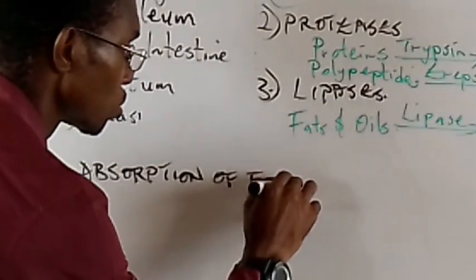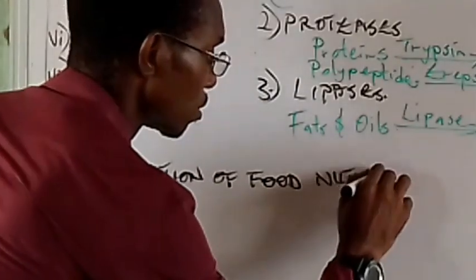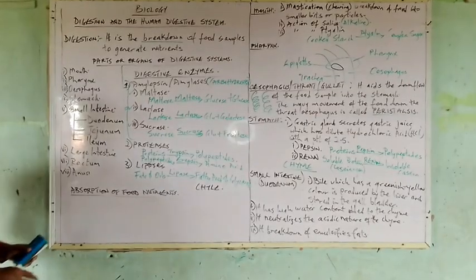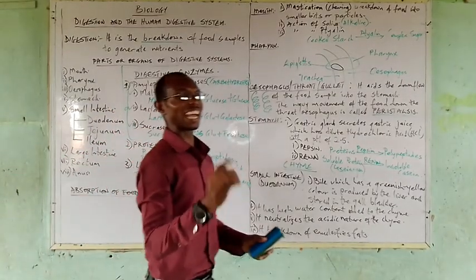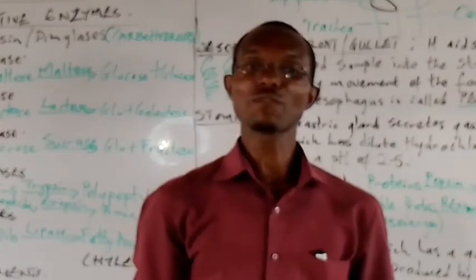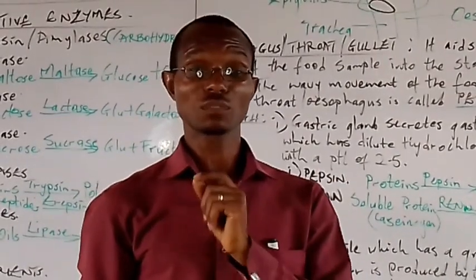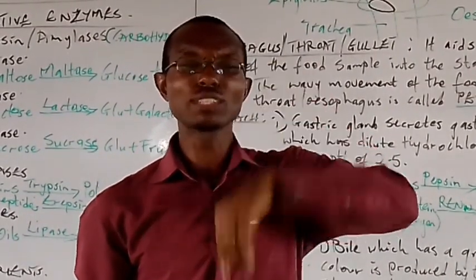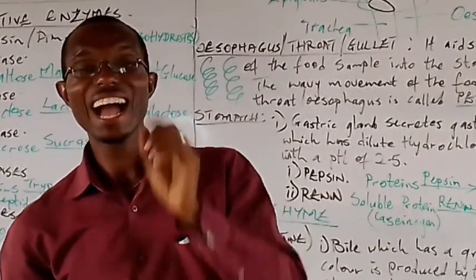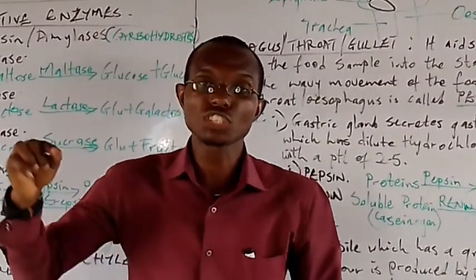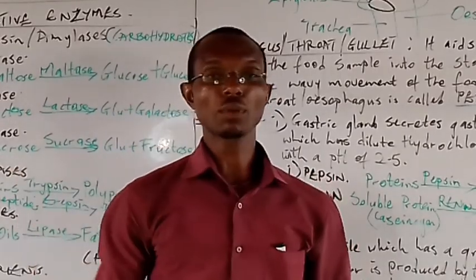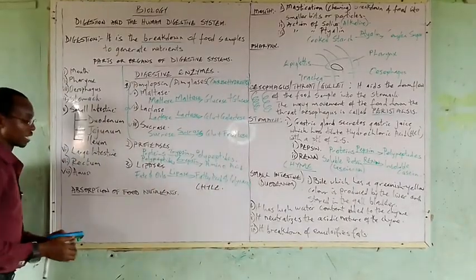Absorption of food nutrients. Now, in the small intestine are some tiny finger-like structures called the villi. These structures are very, very tiny, sometimes impossible to see. What is major in the structure is the pore. Every one of these villi has a pore, a hole through which nutrient is absorbed from the small intestine into the bloodstream. Let me try to put this in a diagram.